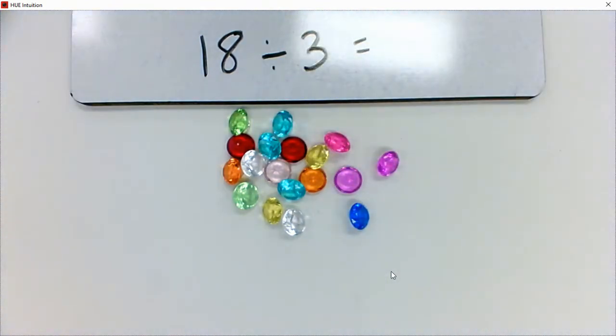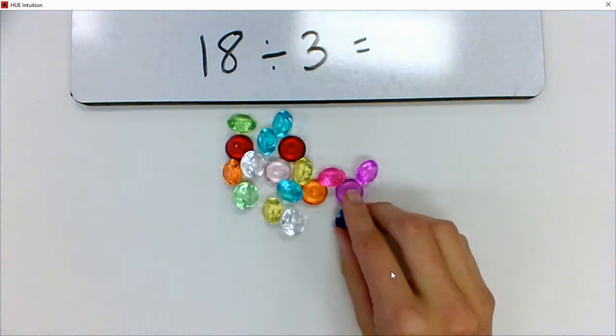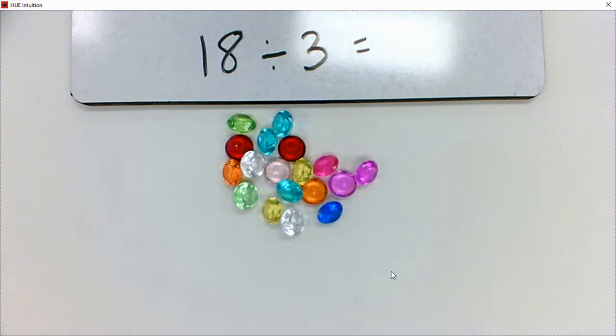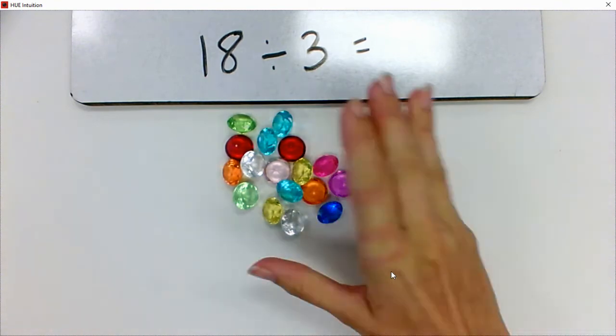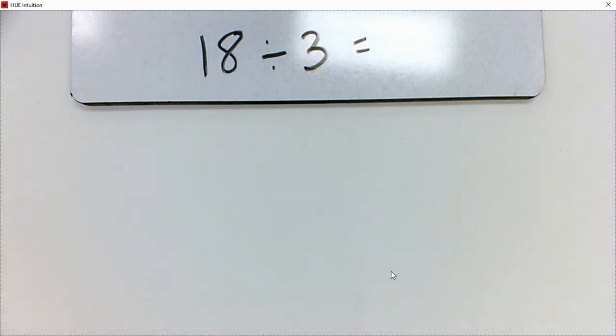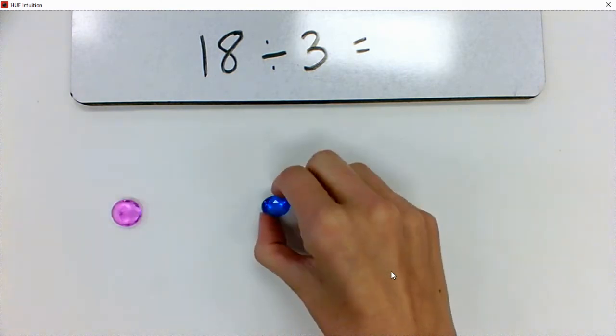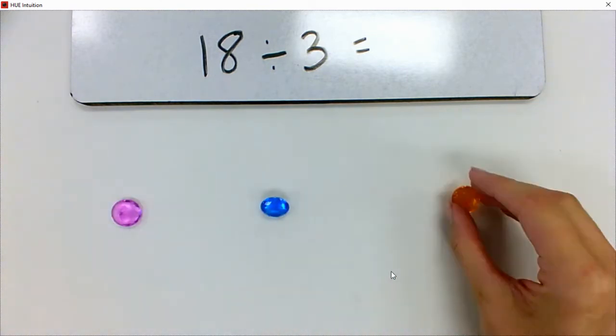In this problem, I start with a total of 18 objects. Here, I have 18 gems. I'm going to divide these objects into 3 equal groups. Here's a good way to make sure my groups stay equal. It's kind of like dividing or dealing cards. One for you, one for you, one for you.